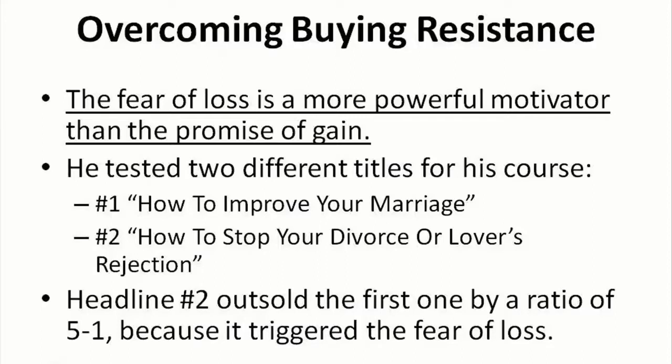So I read a blog post from a successful internet marketer in which he tested this theory. He was selling an online course which gives advice for married couples who want to enjoy a closer and more passionate relationship. So he tested two different titles for his course. Title number one was How to Improve Your Marriage. And title number two was How to Stop Your Divorce or Your Lover's Rejection. Now, headline number two, which pushed the pain buttons, it outsold the first one by a ratio of 5-1. Because instead of offering the promise of gaining something, how to improve your marriage, it pushed the pain buttons, how to stop your divorce, how to stop your lover from rejecting you.